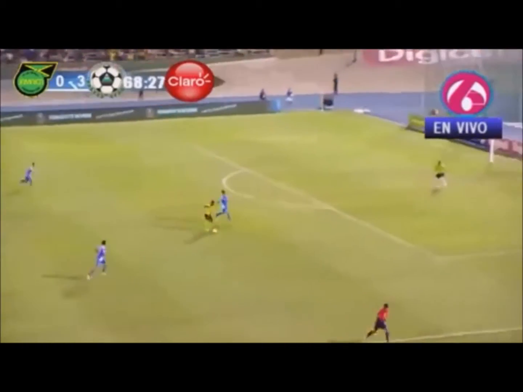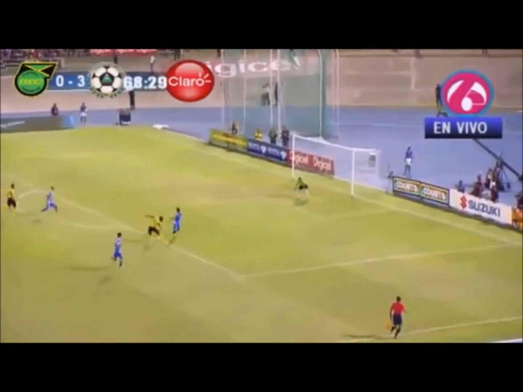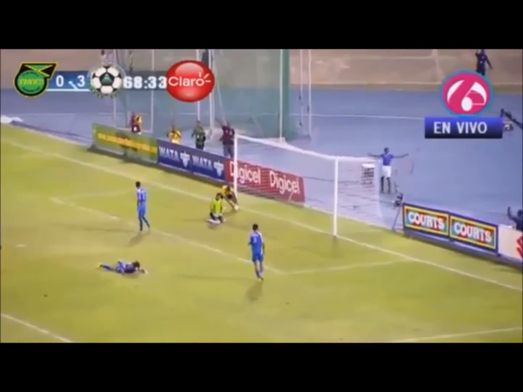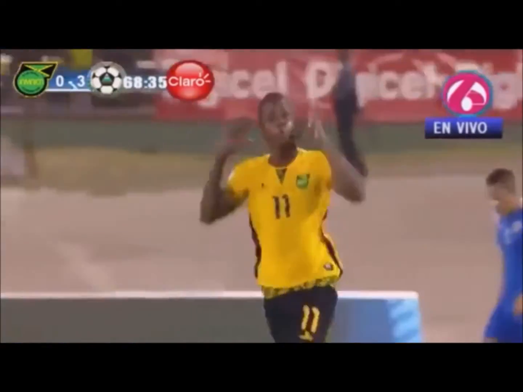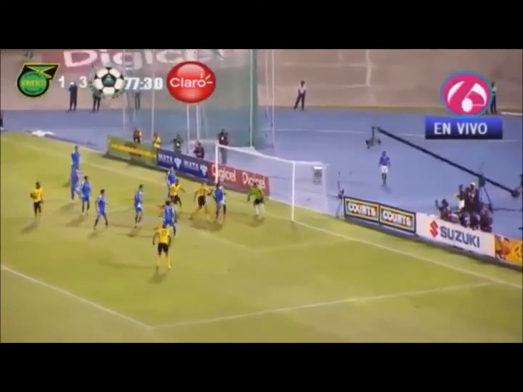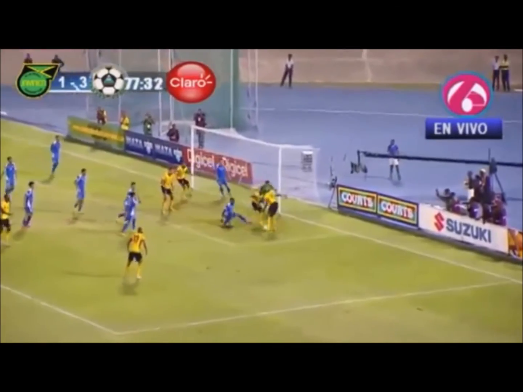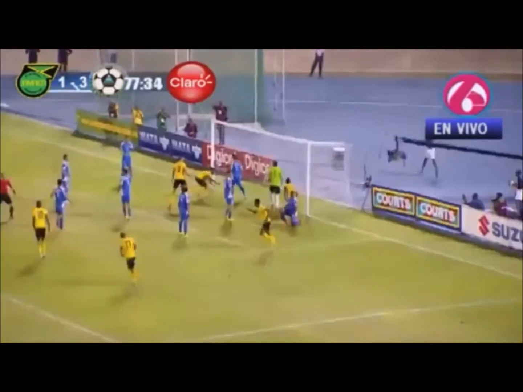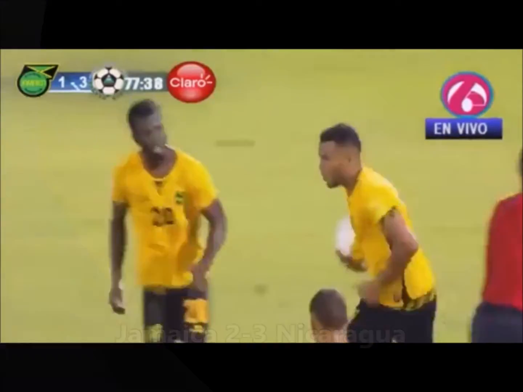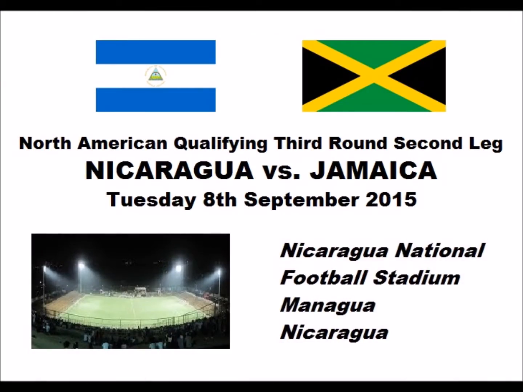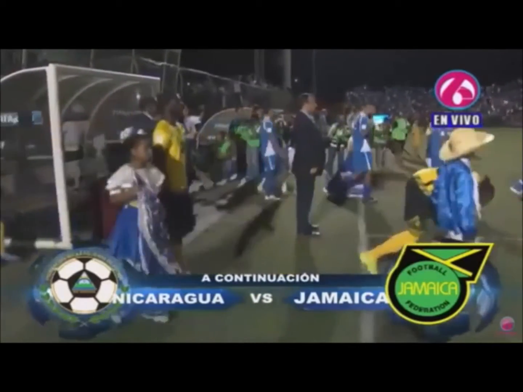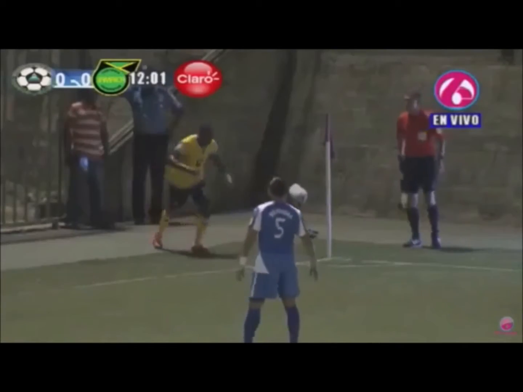Jamaica needed to fight back, and that is what they started to do in the 69th minute when Darren Mattocks made it 3-1. Jamaica managed to cut the deficit down to 1 goal in the 78th minute when Mariappa managed to poke in an almighty goalmouth scramble. And the final score on the night was Jamaica 2, Nicaragua 3. So on to the second leg at the Nicaragua National Football Stadium in Managua, and it was a moment of truth for both teams.